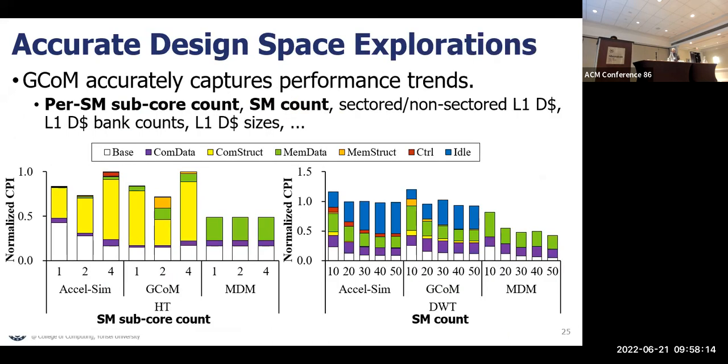Using the accurate and detailed GPU core model, GCoM can perform various design space exploration. Here are two examples. As the number of subcores per SM and SM count changes, GCoM closely follows the XLSIM and captures the primary bottleneck, while MDM cannot.